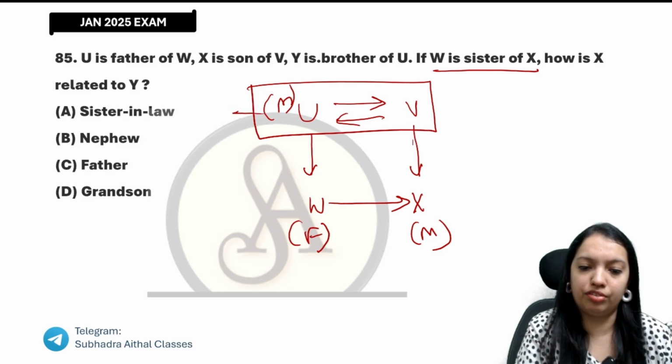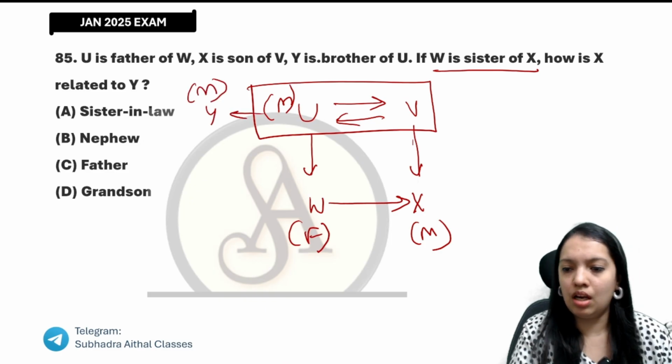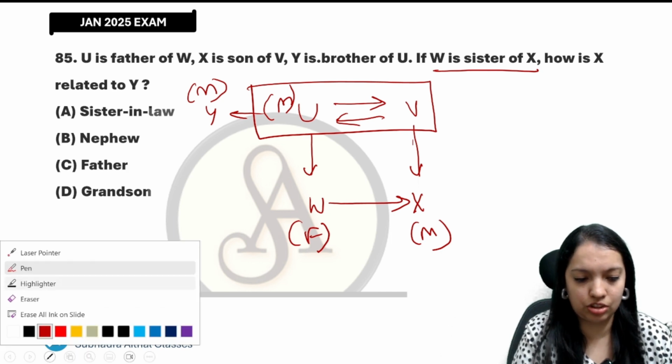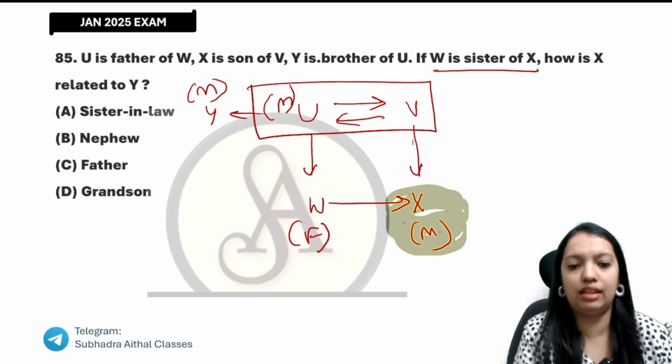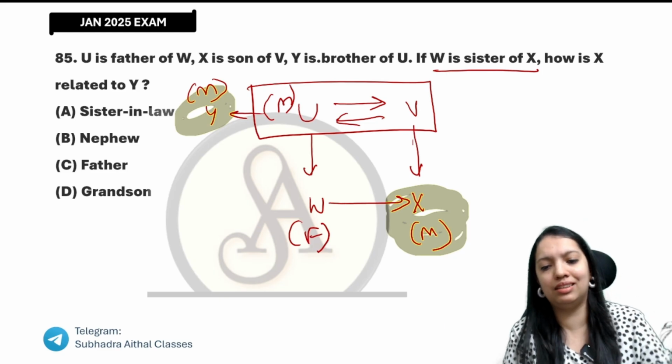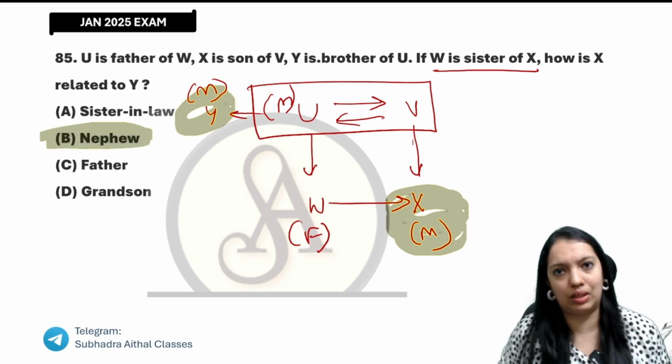Y is brother of U, a male person. How is X related to Y? For Y, X is his brother's son. A brother's son is known as nephew.